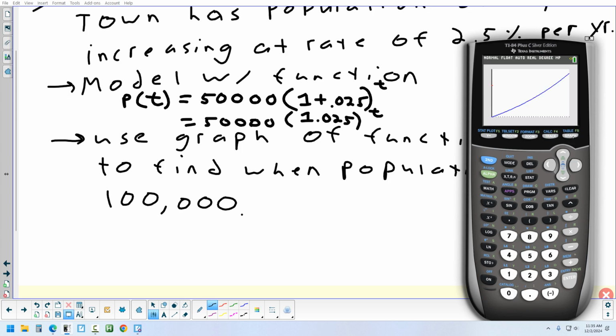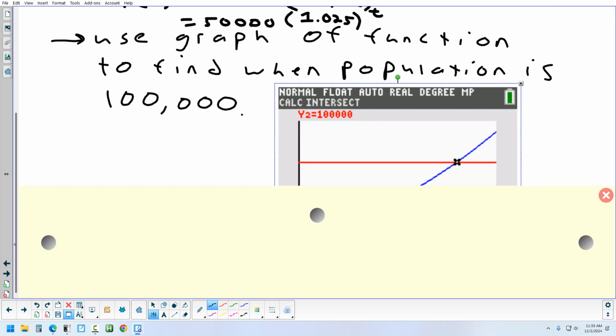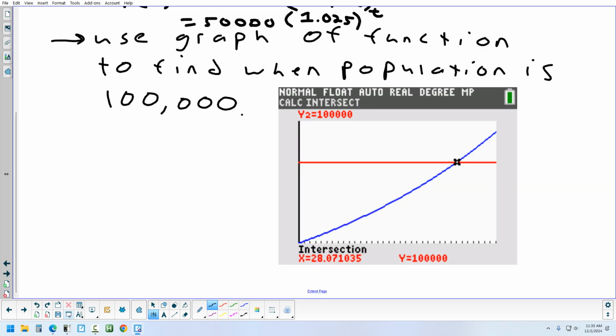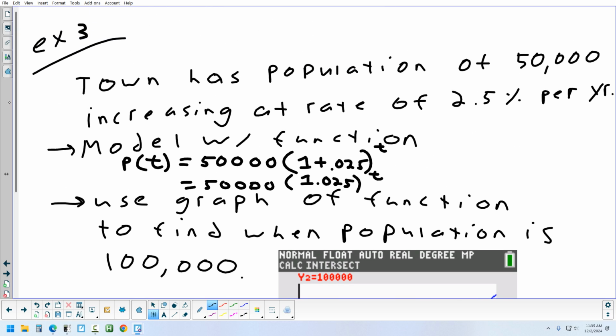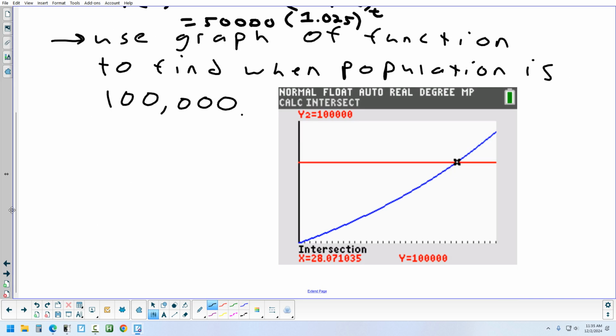Okay, so now I can see my population growing. I got to mark it 100,000. What do I have to find now? The intersection. All right. So rounded to 2 decimal places, how many years is it going to take, essentially, for the population to double? That's what this question is asking. 20.07. Yeah.